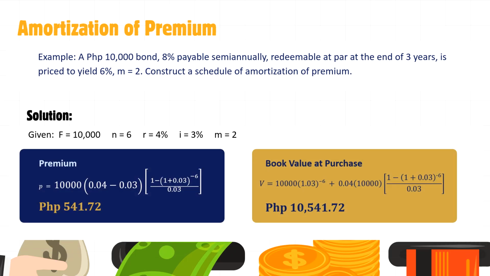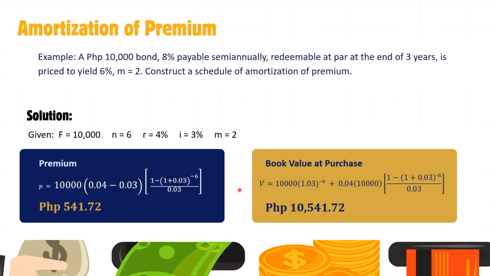So here's the solution. First, we identify the given, which is F is equal to 10,000, N is equal to 6, R is equal to 4%, I is equal to 3%, and M is equal to 2. So we plug this into the bond premium formula. So P is equal to 10,000 multiplied by 0.04 minus 0.03 multiplied by 1 minus 1.03 raised to negative 6 over 0.03. And that would be equal to 541 pesos and 72 centavos.